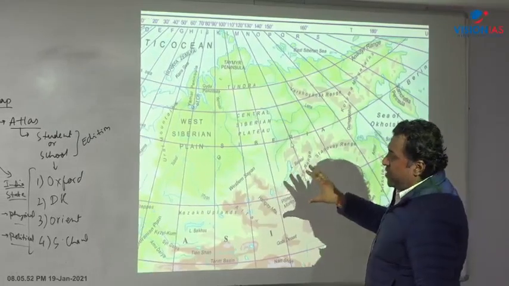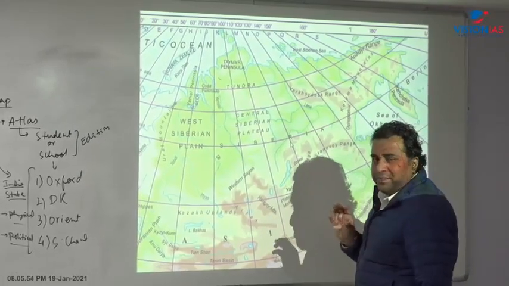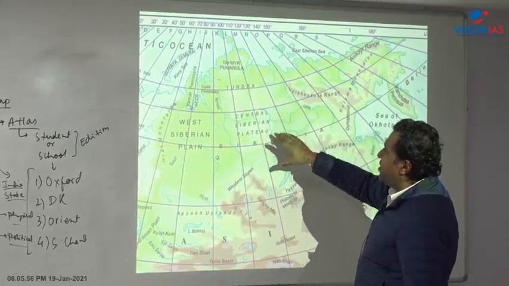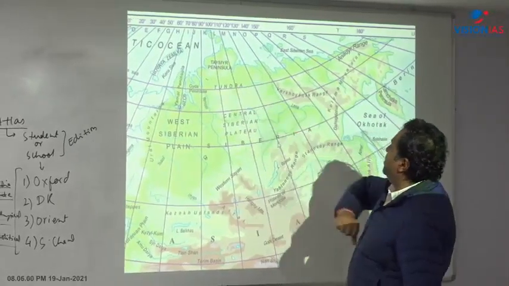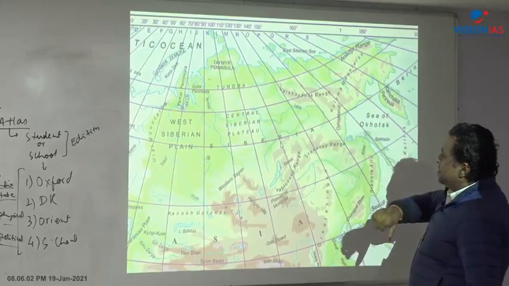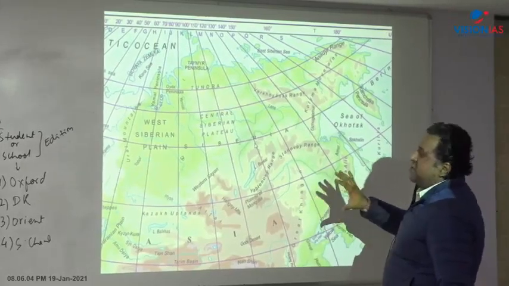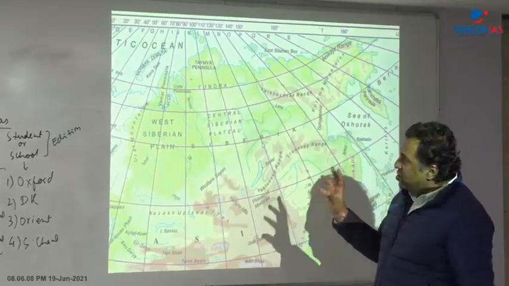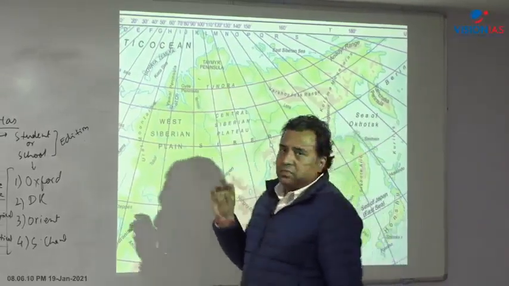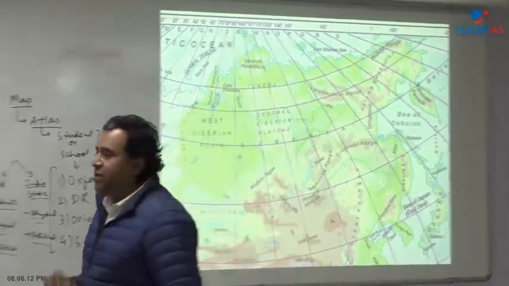So the bigger ones, not very small things, bigger things. Just try to remember the bigger ones, which are written in big letters. Tundra, Siberian Plateau, can you see? The things which are written in bigger letters, not very small ones, those you don't need. So this is how you pick. Look in your atlas, one by one.